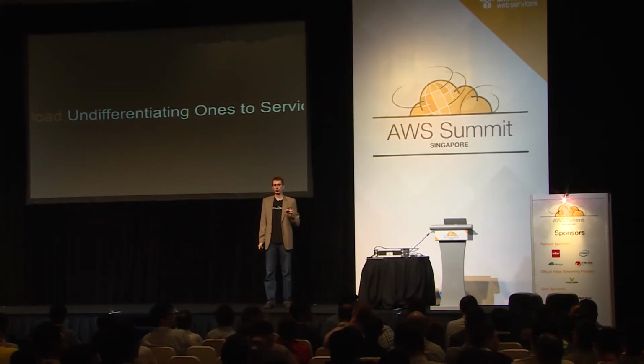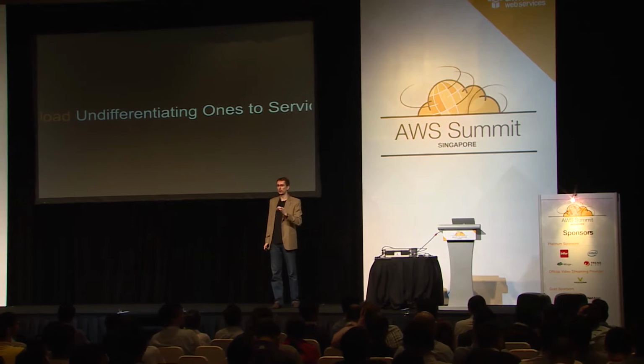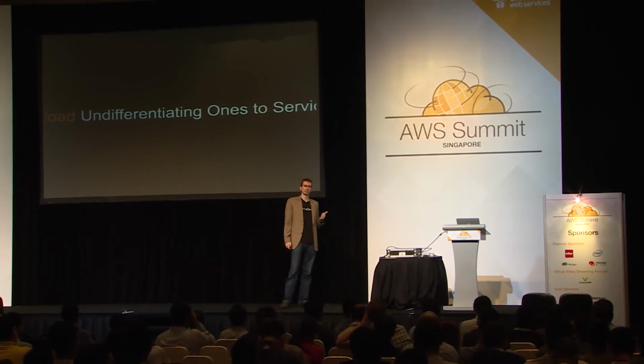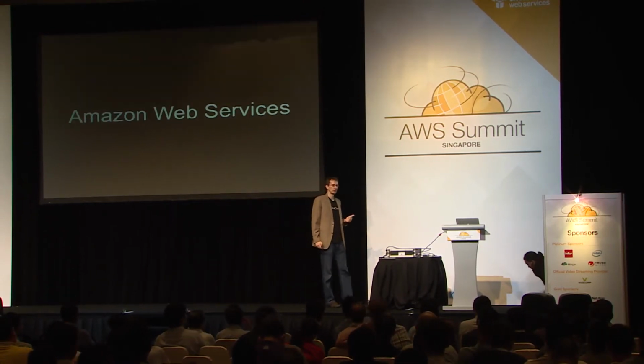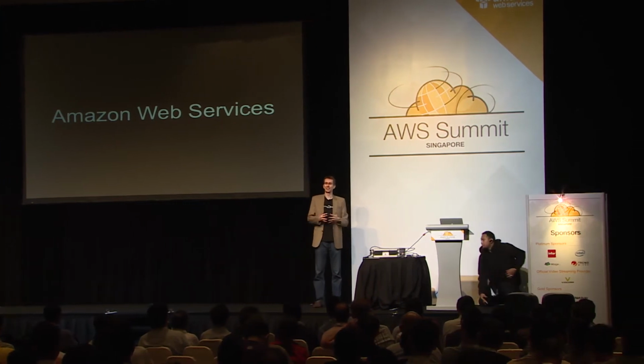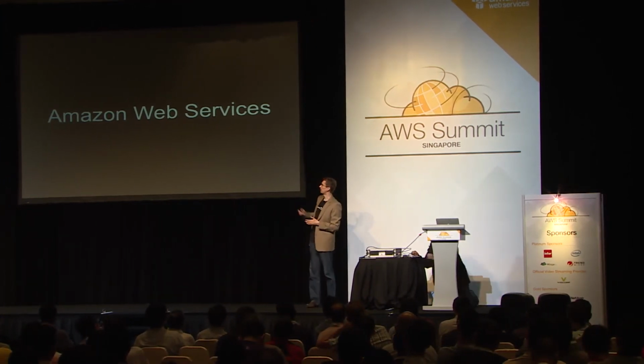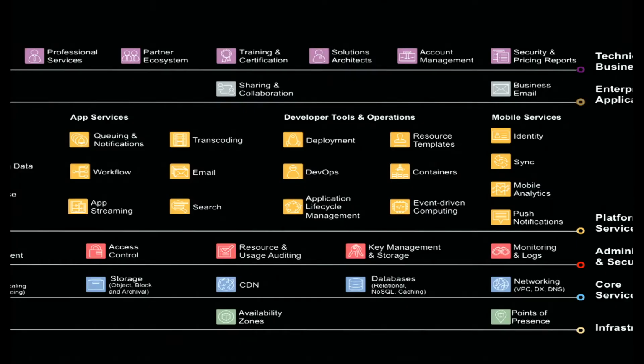You should focus on your core differentiators. And you should offload the undifferentiating ones to services. So that's why we have in the name of our company services, Amazon Web Services. So we have a range of services in our portfolio, around 40 services currently.